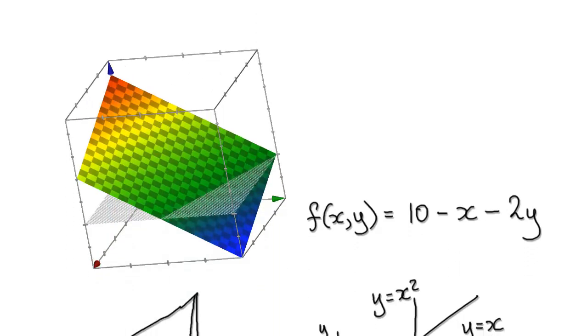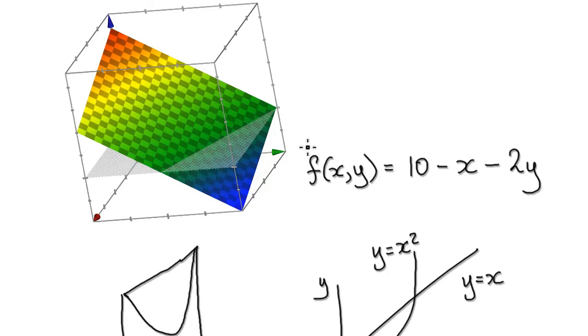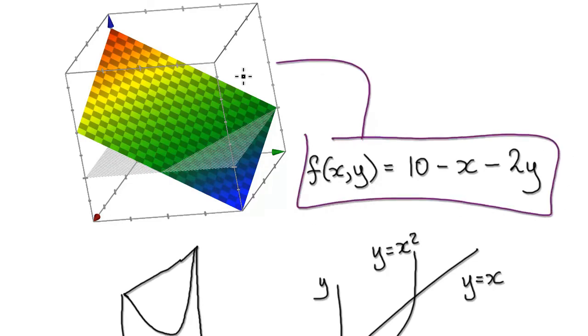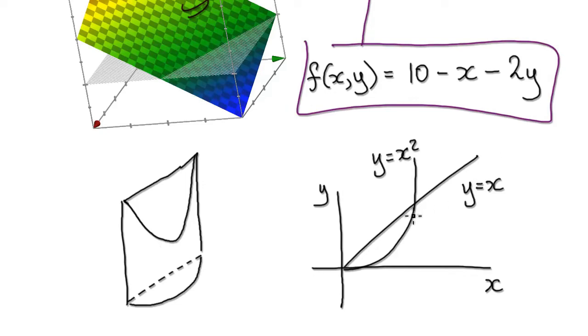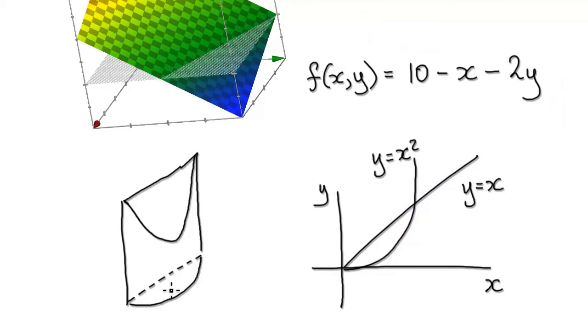Okay, let's try and set up the integral to work out the volume underneath this surface, bounded by this region. So y equals x squared. We are interested in this region. So what that means is you've got a 3D solid looking like this. So this is our region here.